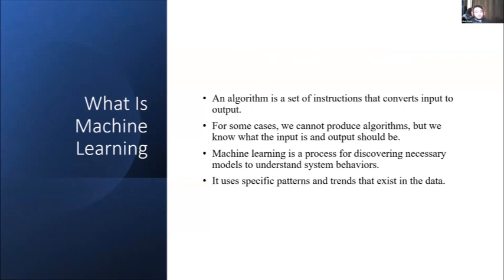Various algorithms are used to understand and solve problems. An algorithm is a set of instructions that converts input to output. For some cases, we cannot produce algorithms, but we know what the input is and what the output should be. In these cases, we want the program to learn from the data and create the algorithm automatically, and we apply machine learning. Machine learning is a process for discovering the necessary models to understand system behavior.